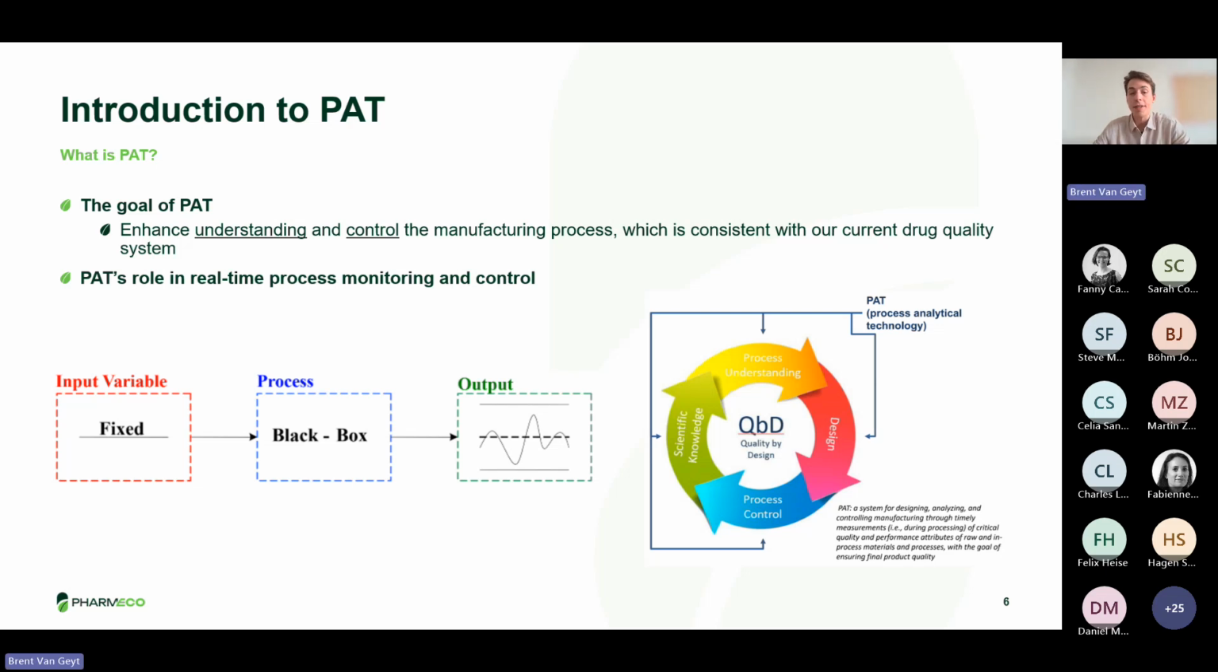Then if we look at the QBD, when you design the process and you also have the process under control, you have the scientific knowledge and the process understanding. On all of these steps, we use PAT to really have an idea what the process constantly is doing. This is the quality by design.